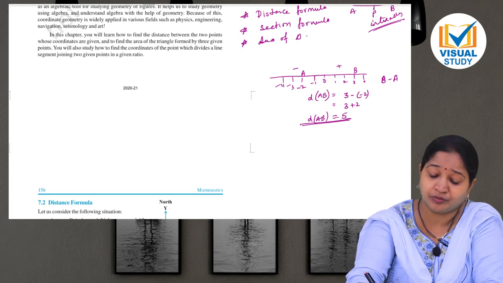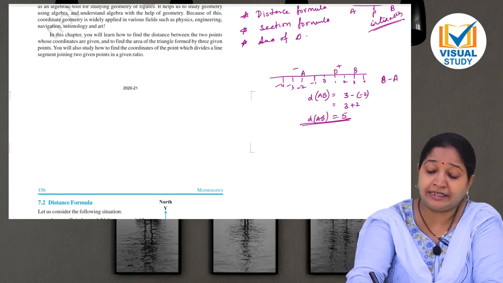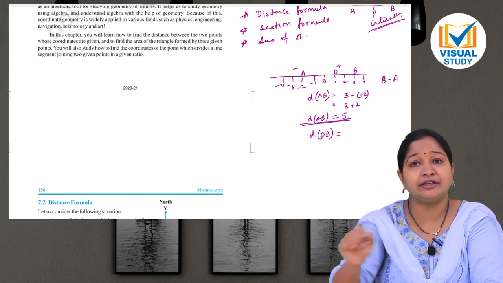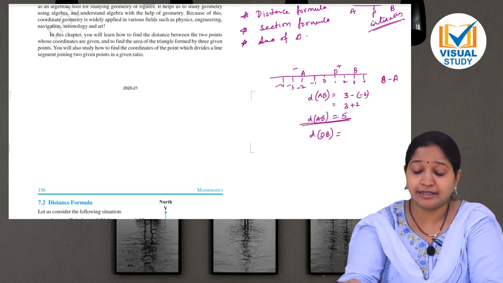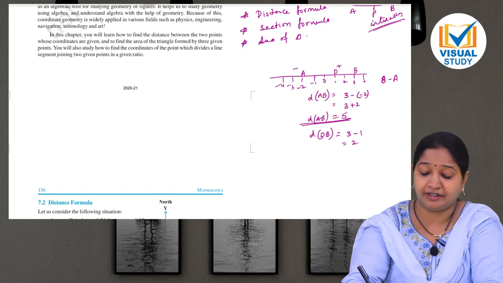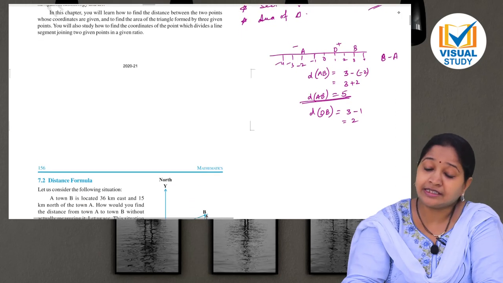If I say I have to find out the distance between D and B, again the same rule, greater minus smaller, 3 minus 1, you get 2. So, the distance between D and B is 2. This is our distance formula.